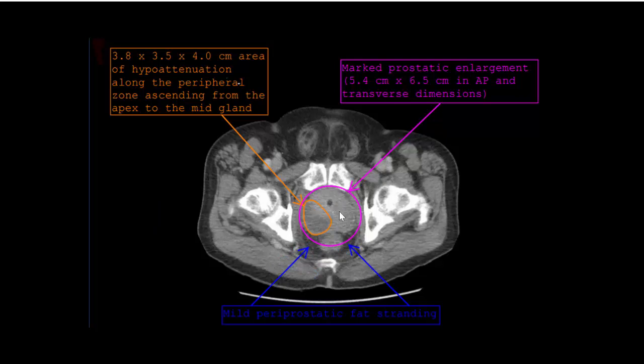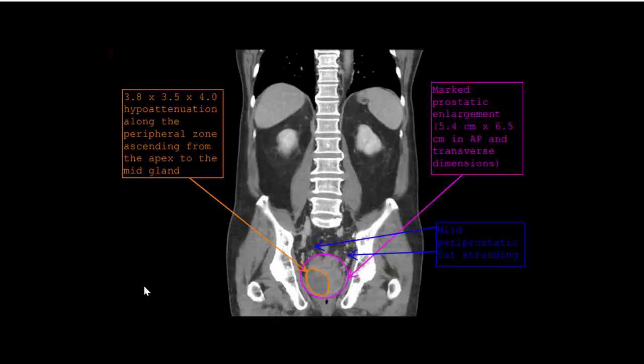We see marked prostatic enlargement in the transverse dimensions, with areas of hypoattenuation along the peripheral zone, ascending from the apex to the gland. Marked enlarged prostate, measuring 5.4 by 6.5 cm in dimensions.